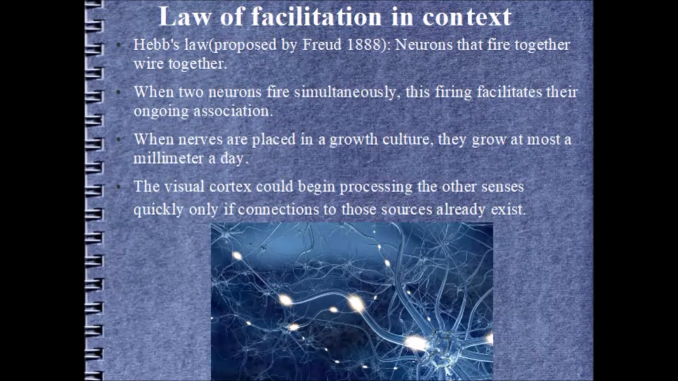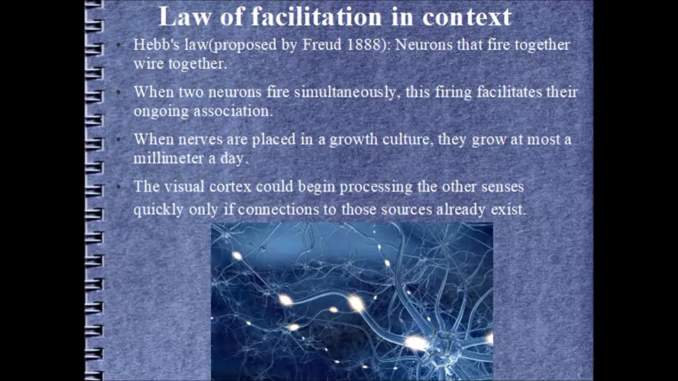So nerves can grow fast, and if you train the good nerves, you'll grow some good neural connections and rewire your brain. But if you're put into a situation where you can't train your body to see better, then you're going to end up probably getting a visual impairment or some other brain injury. The visual cortex could begin processing the other senses quickly only if connection to those sources already exist.